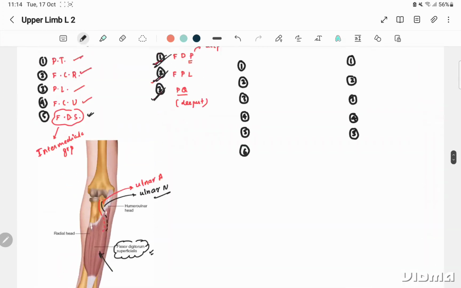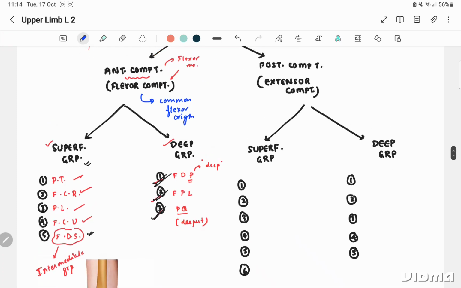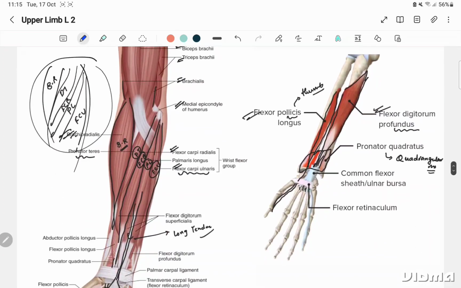Then we have to talk about the origins. The flexor compartment has a common flexor origin. The origin is common for all the superficial and the deep group muscles, and the common origin is the medial epicondyle of the humerus. This is the common flexor origin. So this all originates from the medial epicondyle of the humerus.